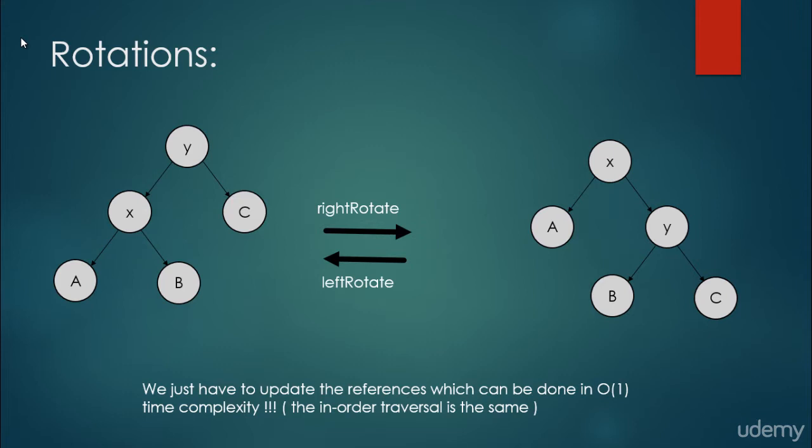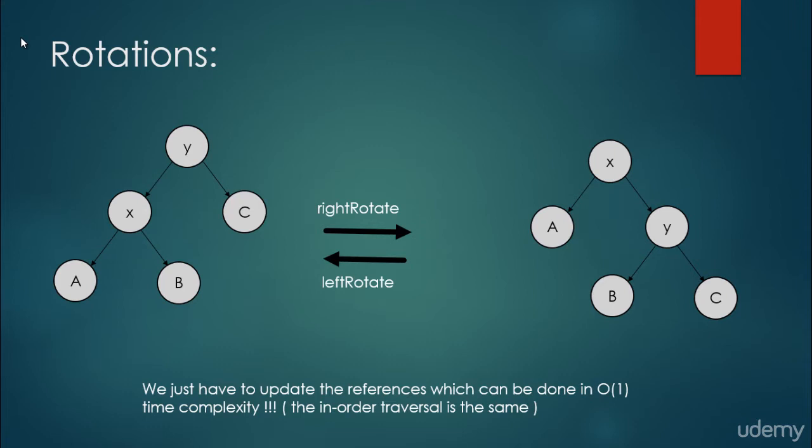So if the root is x and we want the root of the new tree to be y, then we have to make a left rotation. We just have to update the references, which can be done in constant time complexity. And that's why making these kinds of rotations is very fast.